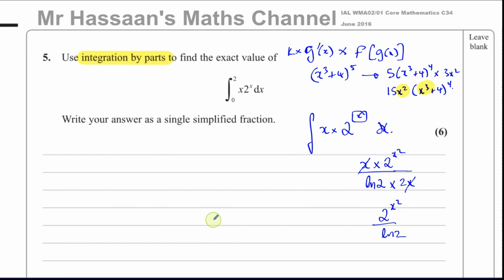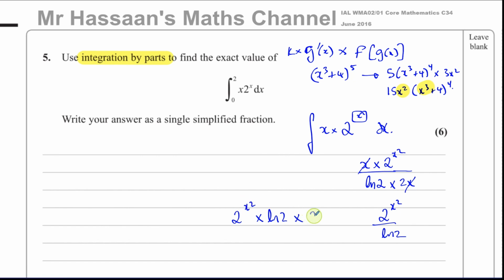If you differentiate this, you get 2 to the power of x squared times ln 2 times the differential of what's inside the function. Remember the chain rule, you differentiate as normal. So this becomes 2 to the power of x squared times ln 2.